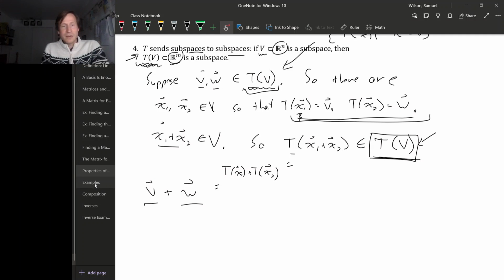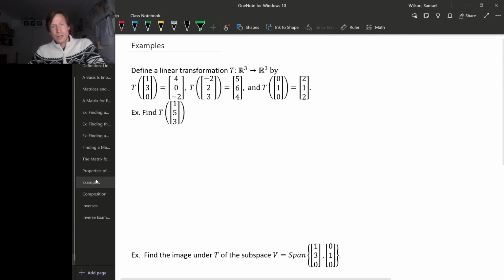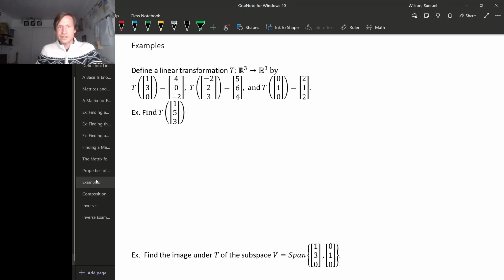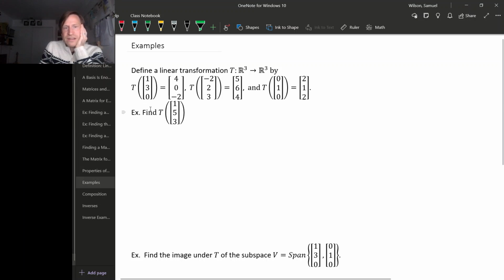Let's look at some examples of using these properties. So here's a linear transformation. It's defined on a basis. So let's find T of 1, 5, 3. Now you might think, oh, this is a messy basis to define a linear transformation. We're going to have to go through the whole process of finding a matrix that represents T, and then we can just multiply this vector, 1, 5, 3, by the matrix representing T. And that would work, but that's a lot of work. So what could we do instead?